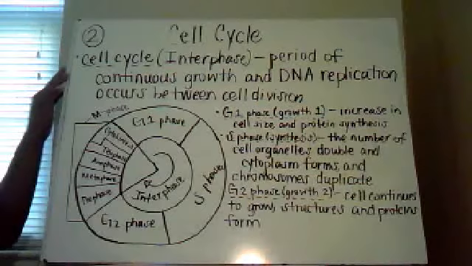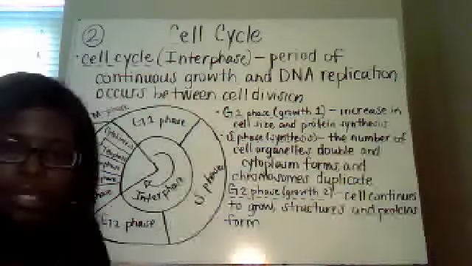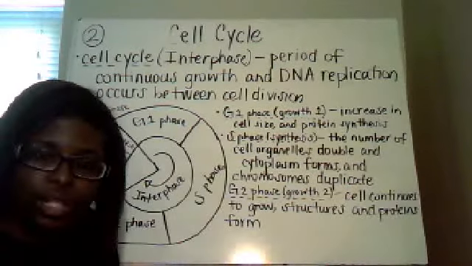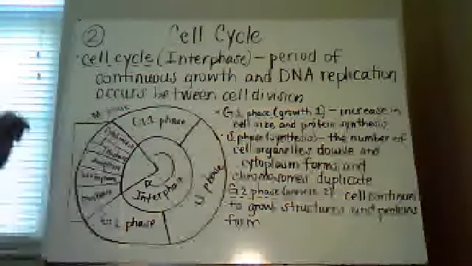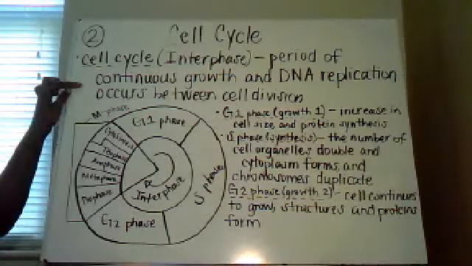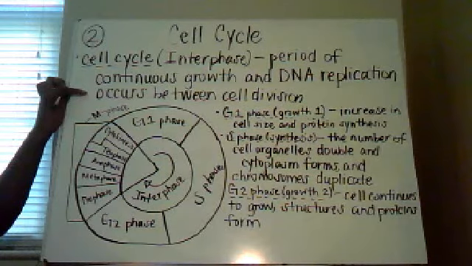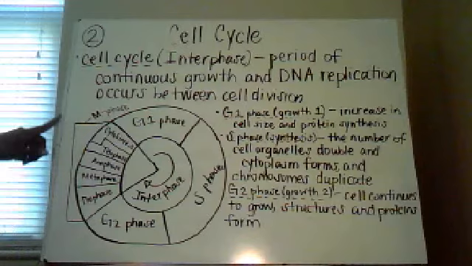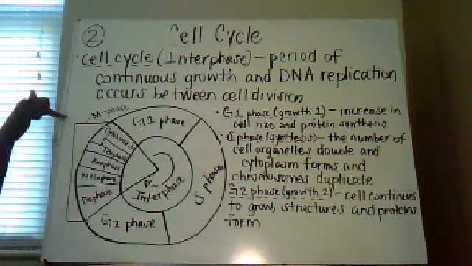So, the cell cycle. The cell cycle is something that occurs before cell division. It's very important that you learn about the cell cycle. The cell cycle is known as interphase. It's the period of continuous growth, and DNA replication occurs between cell divisions. Here we have a diagram of cell division. Notice that this area is marked off as M phase, which is mitosis.